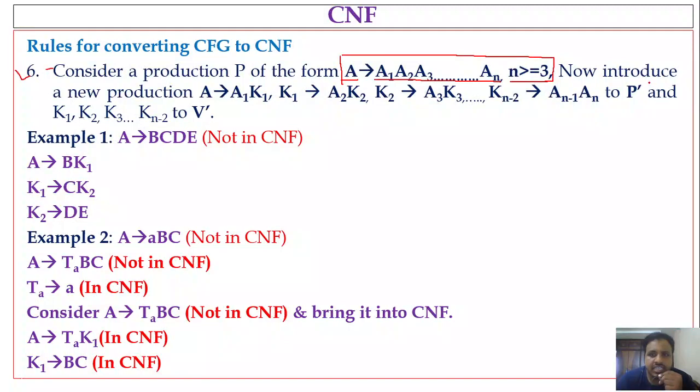So in this case, then what we will do? We have to bring those productions into CNF by adding the new variable, right? So by adding the new variable. Let me explain one example first, then you could understand this rule.